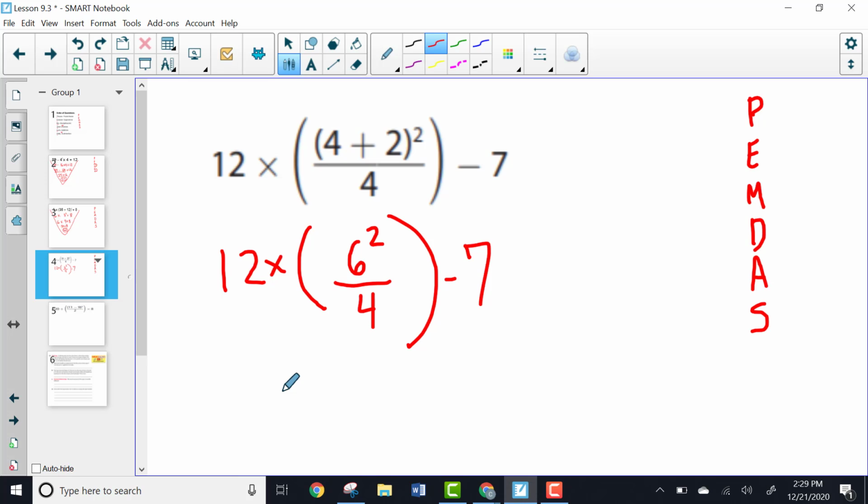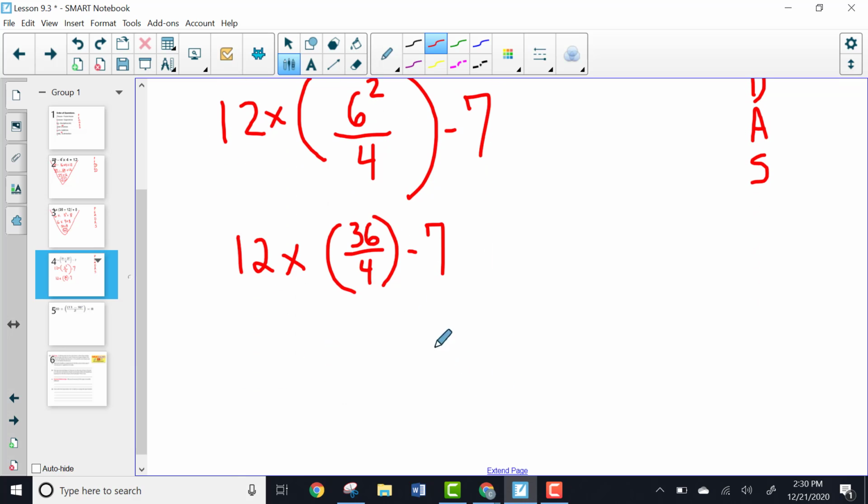Now, we still have parentheses, but even within these parentheses, there's an exponent in here. So we're going to do the 6 to the power 2, which is going to give me 36. So now we'll do 36 over 4. You can see that's in a parentheses. And we have 12 times 36 over 4 minus 7.